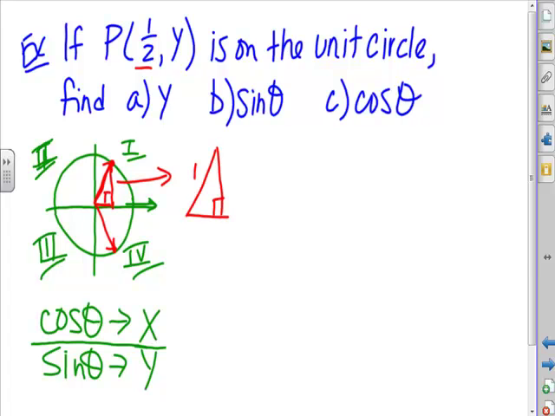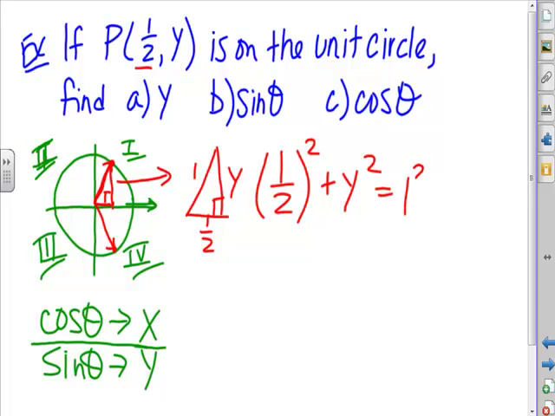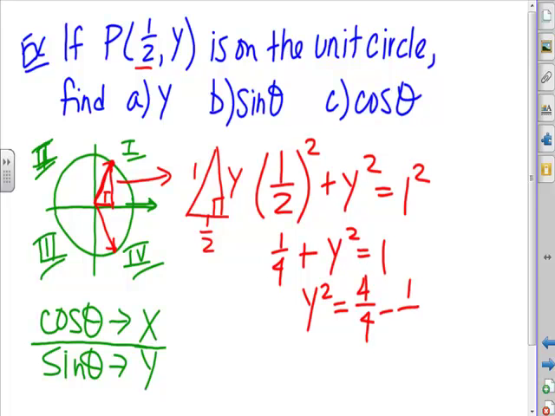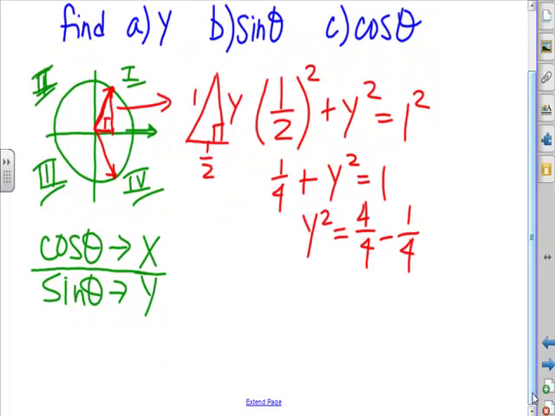Okay, so I know because I'm in the unit circle my radius is 1. I know my x value is 1/2, and I don't know my y. So I need to figure out what my y is, and good old Pythagorean theorem is going to come to save the day. So I'm going to take 1/2 squared plus y squared equals 1 squared. So I get 1/4 plus y squared equals 1. So then y squared equals, I'm going to change that 1 to 4 over 4 for a minute, minus 1/4. Don't be afraid, these are fractions. So then y squared is equal to 4/4 minus 1/4, which is 3/4.